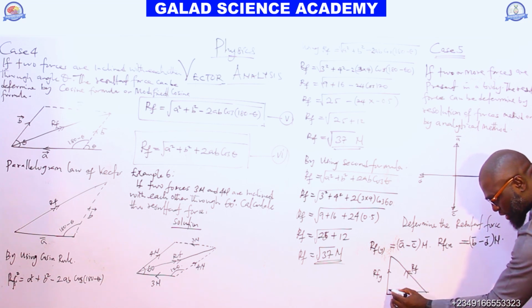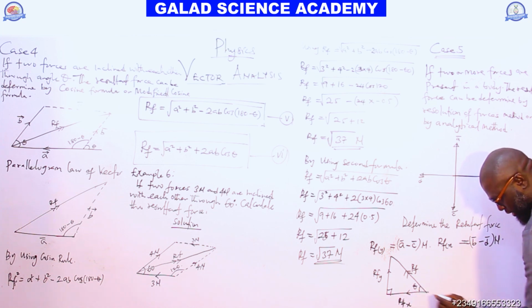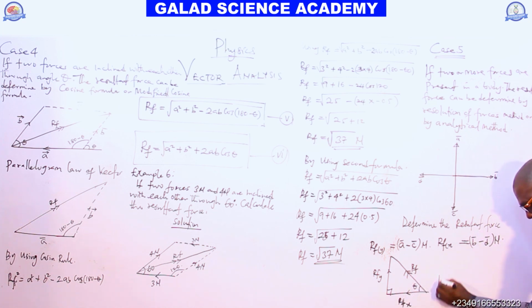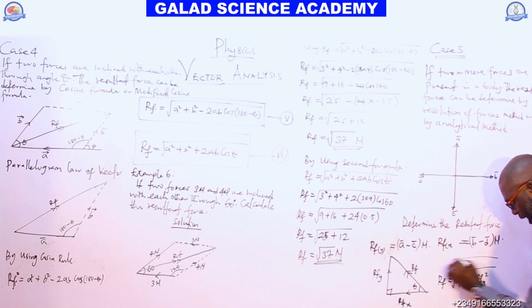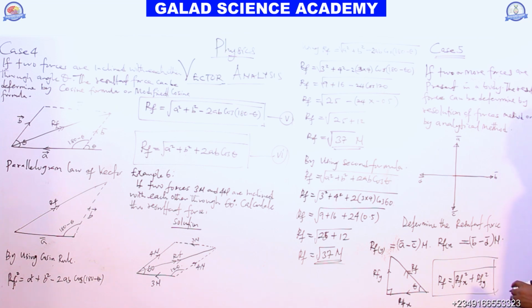To have the resultant force, this is theta, and this is the 90 degree angle, perpendicular. The resultant force will be the square root of the resultant force of the x-axis square plus the resultant force of the y-axis square. And you will find the angle: theta equals tan inverse of the resultant force of x over the resultant force of y.